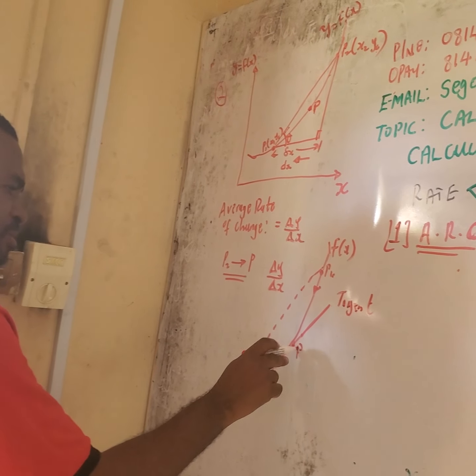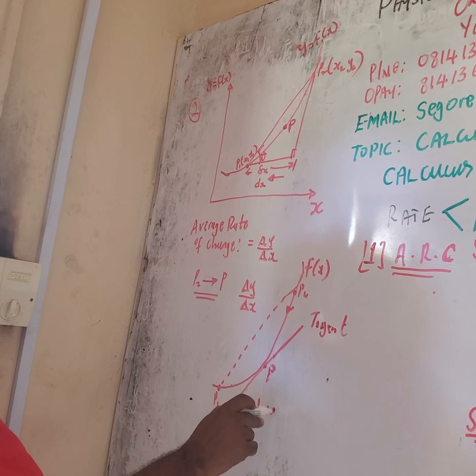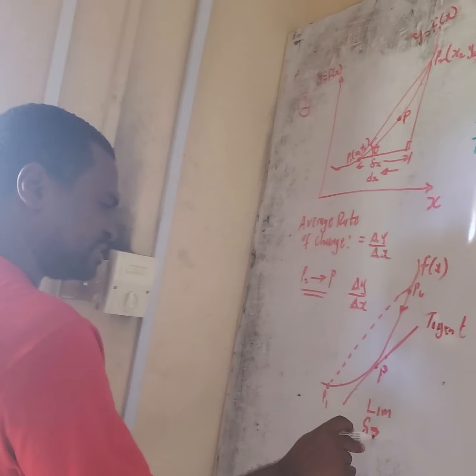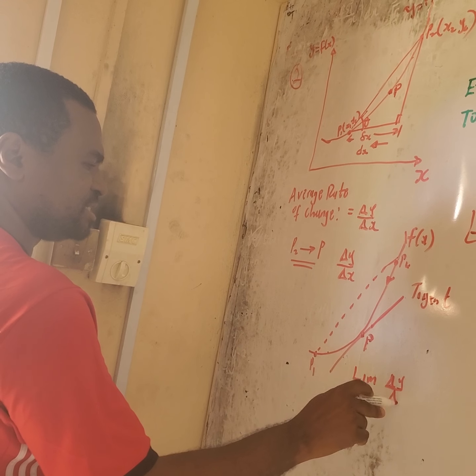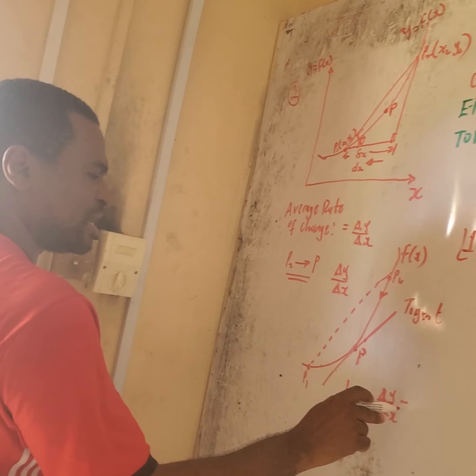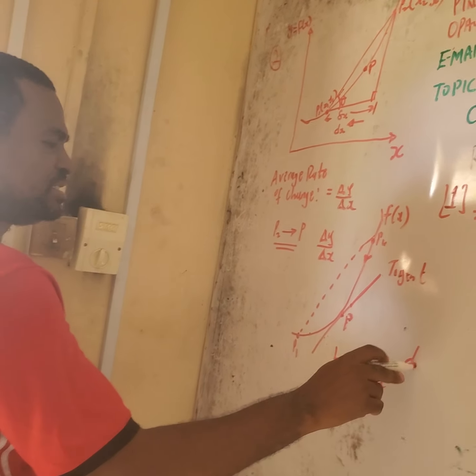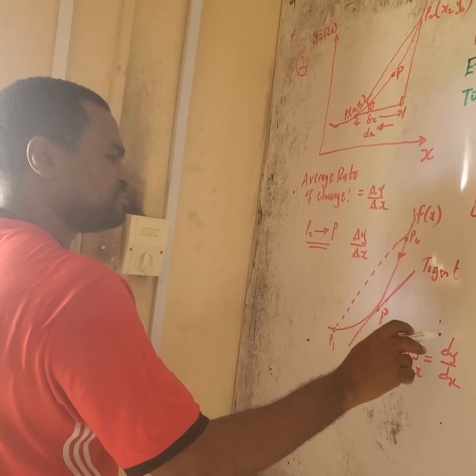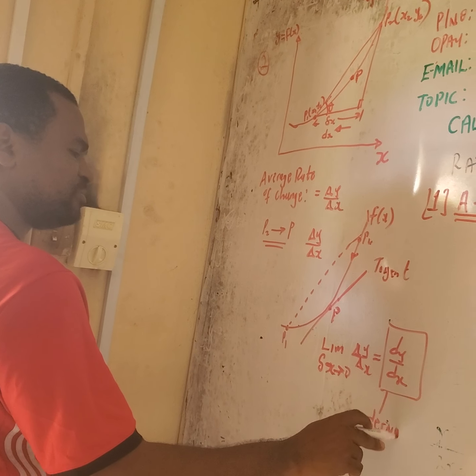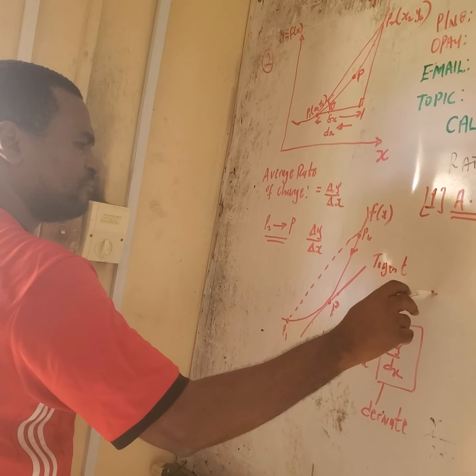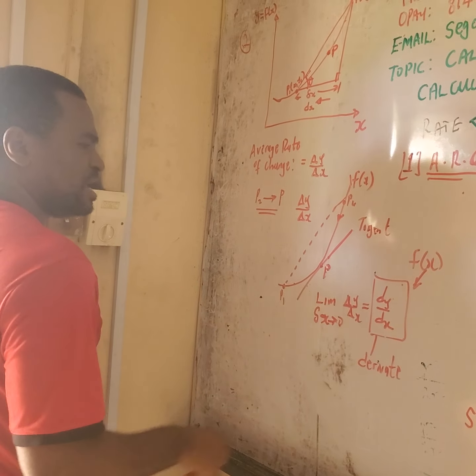So the slope of this line here is the limit of the average rate of change, delta y over delta x, and that limit, as delta x tends towards 0, is given as dy over dx. This particular dy over dx is called the derivative. It is called derivative because we derive it from the function f of x. We derive this dy dx from function f of x.